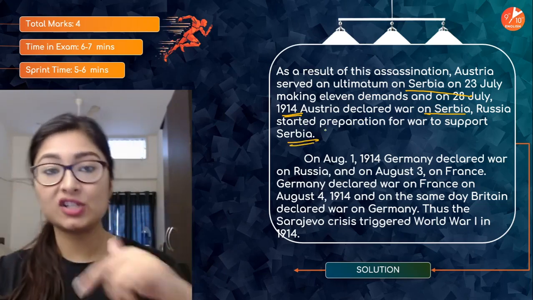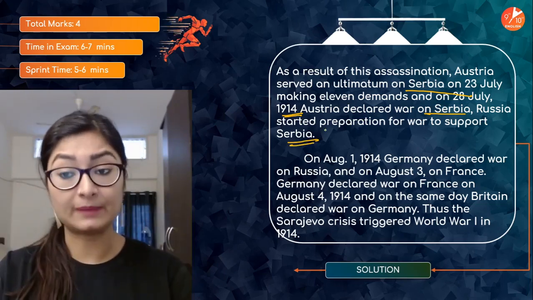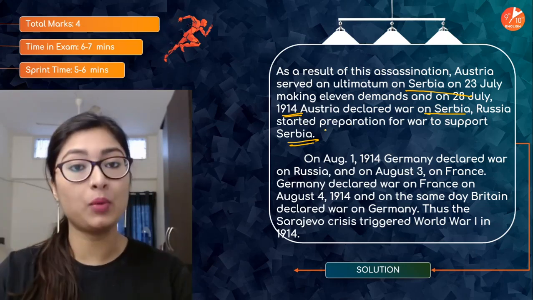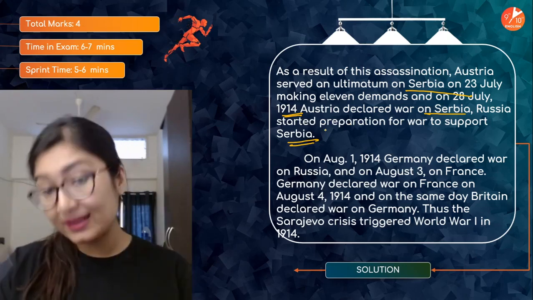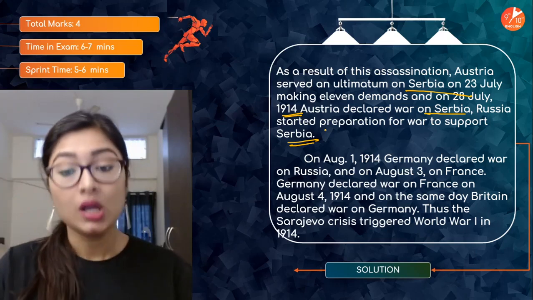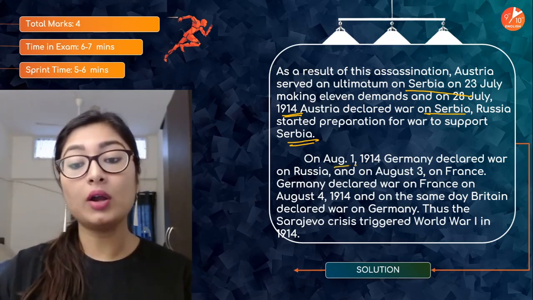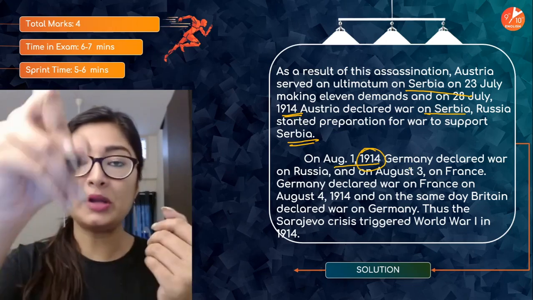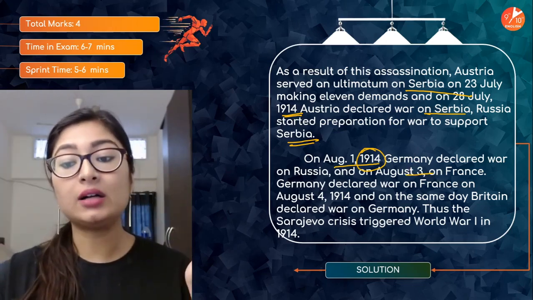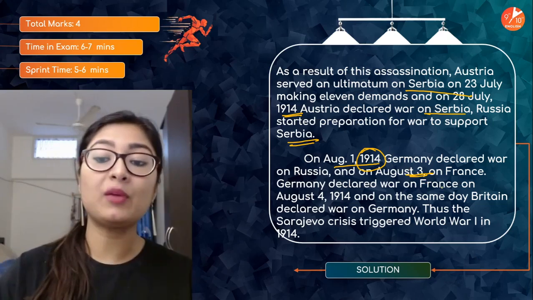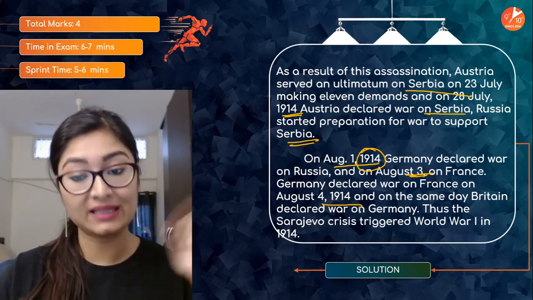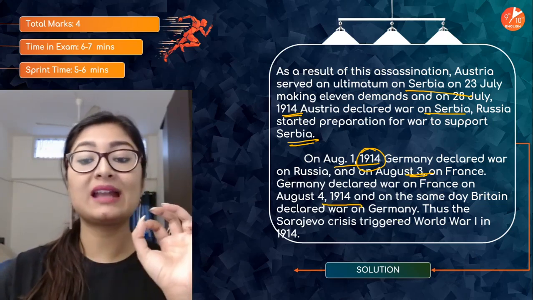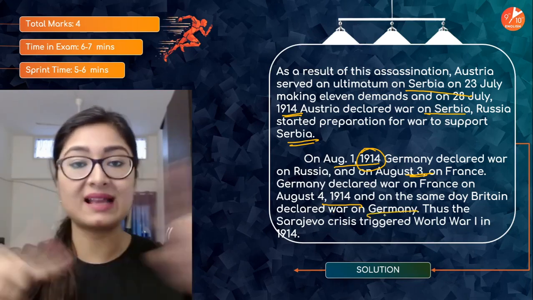So they were actually allies, Serbia and Russia. Now, when Austria declared war, Russia had to come to back them up because Serbia was not so strong. So on August 1, 1914, Germany declared war on Russia, saying, hey, we are going to fight against you. And on August 3rd, Germany declared war on France, and on August 4, 1914, Britain declared war on Germany. So you can see how the wars started.